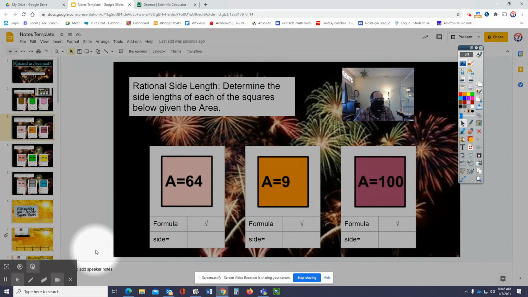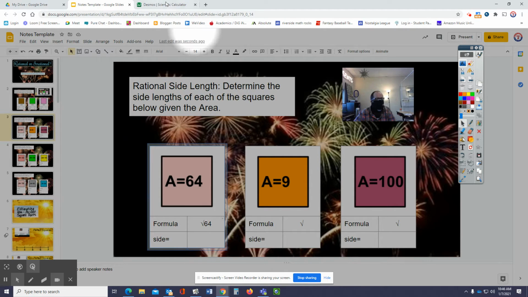Okay, so here's how this is going to work. We're going to find out what the square root of 64 is right here. So to begin with, I'm going to click inside this little formula section where my square root symbol is, and I'm going to start by just typing in the number 64. So we want to start by finding the square root of 64.